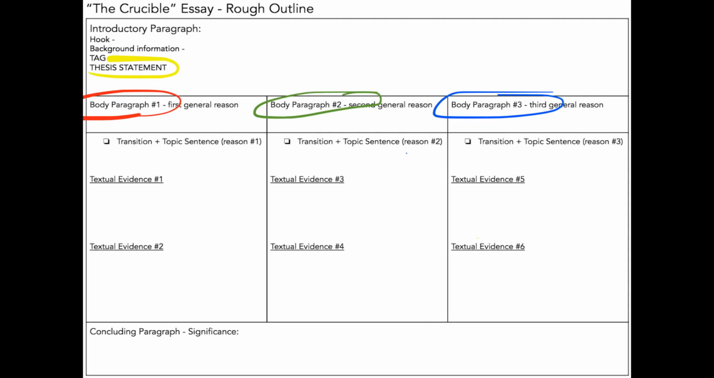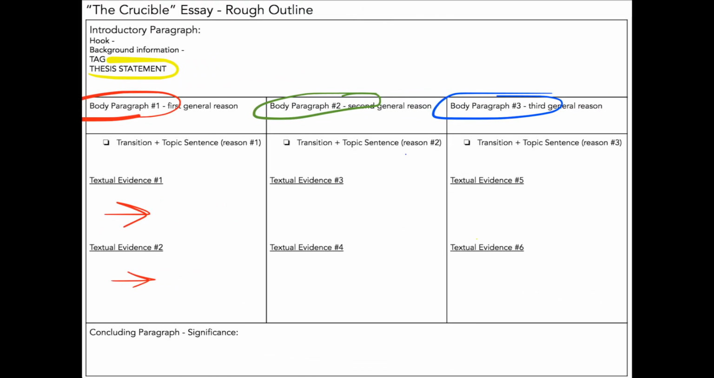In your thesis statements, you wrote 3 general reasons or 3 ways in which Arthur Miller explores or demonstrates the lesson, or basically the answer to the prompt, right? So you're going to write those 3 reasons in the boxes that I circled in red, green, and blue. Your first reason goes in body paragraph number 1 in that box. Your second reason goes into body paragraph 2. And your third reason goes into body paragraph 3 in that general box that I circled in blue.